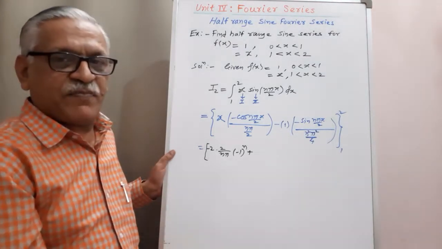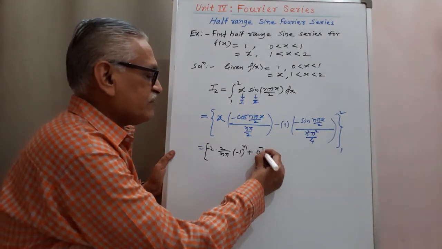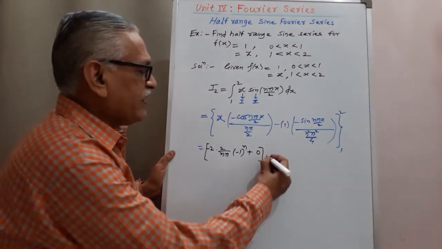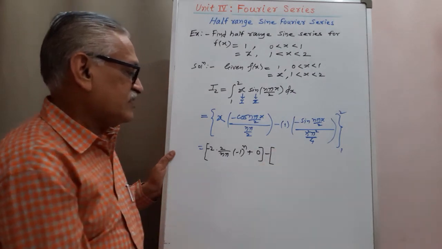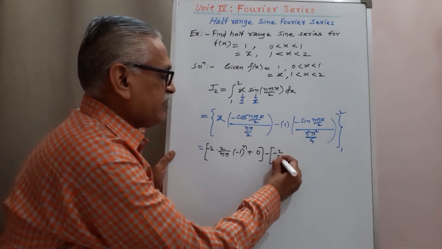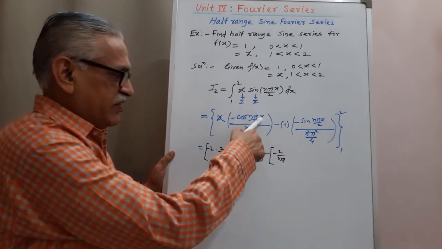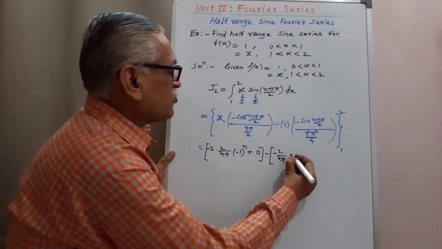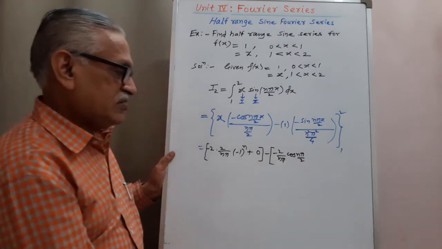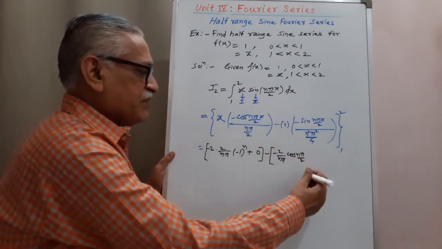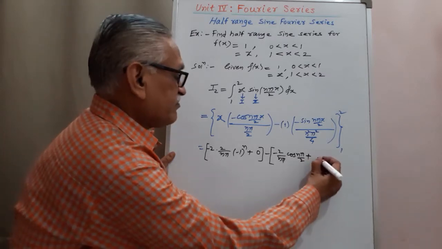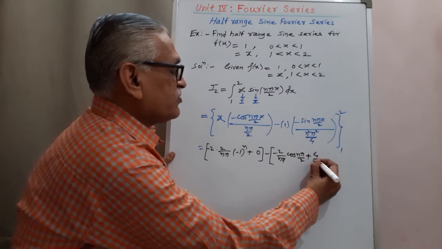Minus minus becomes plus. Here it becomes sine of n pi, and the value of sine n pi is 0. These are the two values for the upper limit minus the lower limit. When x is 1, it becomes minus 2 by n pi, cos of n pi by 2, and this becomes plus 4 upon n square pi square.